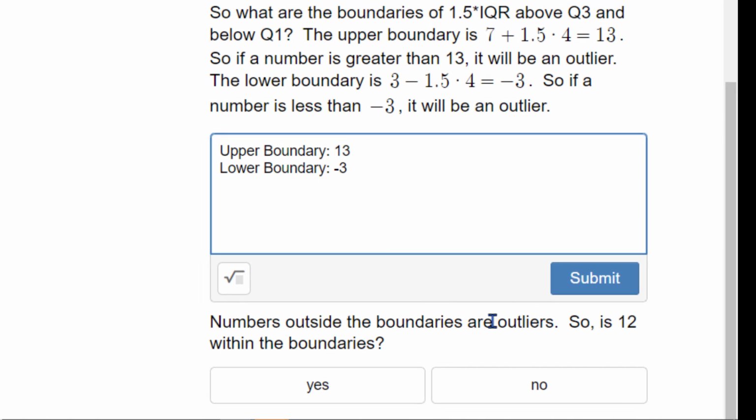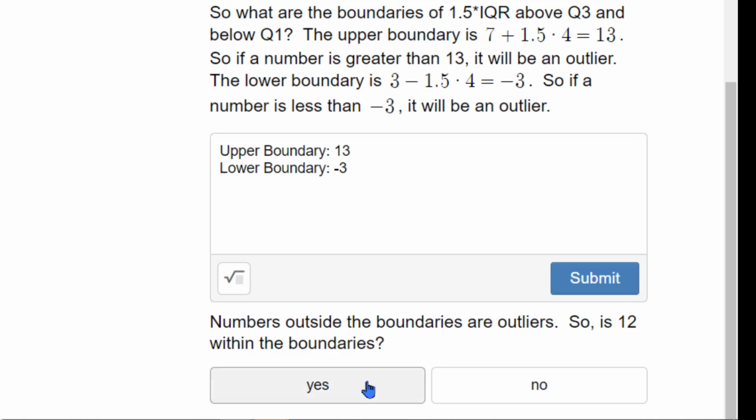And so since the number 12 is within the boundaries, yes, which is a little bit confusing because I didn't ask you, is it an outlier? If I said, is it an outlier, you would say, no, it's not an outlier.